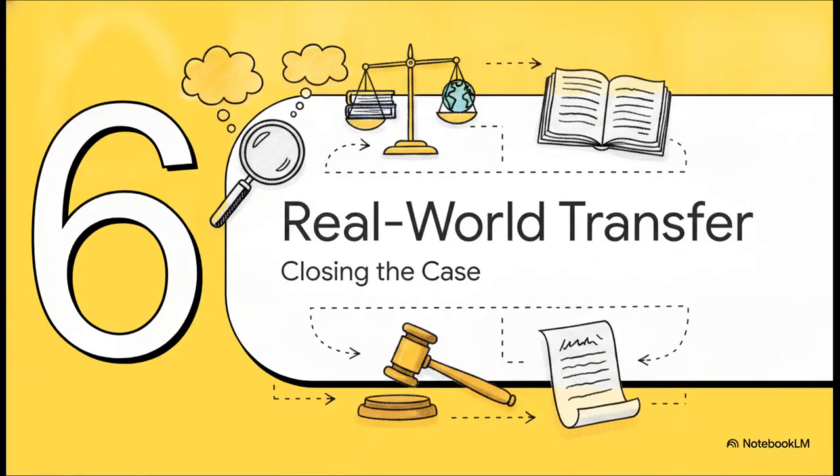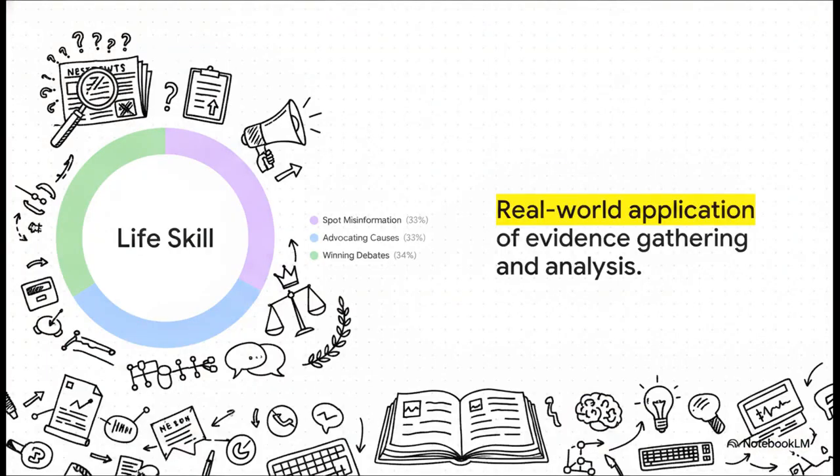Section 6. Real-world transfer practice, closing the case. Why does this matter outside the classroom? Because these are real-life skills. About 33% of the time, you'll use these exact methods for reading and spotting misinformation online. Another 33% will be writing and advocating for causes you care about, because a cause without evidence is super easy to ignore. And the remaining 34% is speaking and winning debates in the real world.